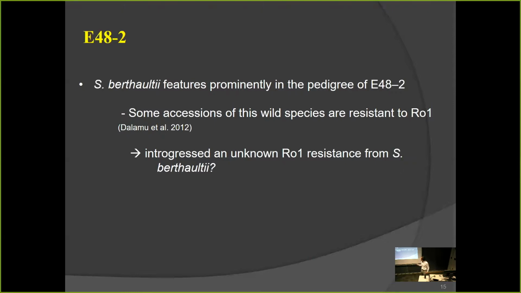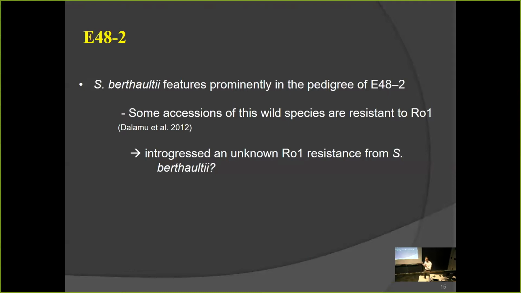According to Jalamo et al., some accessions of these wild potato species are resistant to R1. So I suppose that previous breeders introgressed an unknown R1 resistance gene that came from this species. So I thought that E48-2 includes not only the H1 gene, but also another resistance gene located on another chromosome, maybe. So it results in those kinds of mismatches.